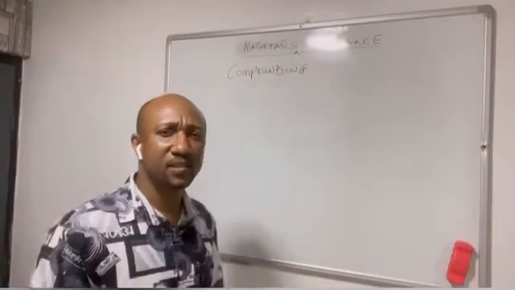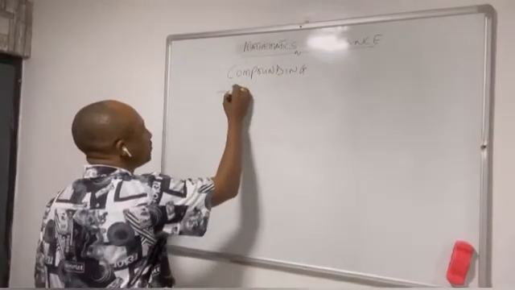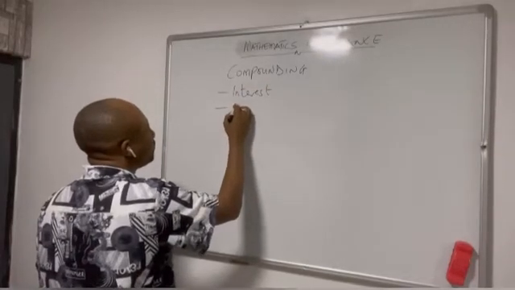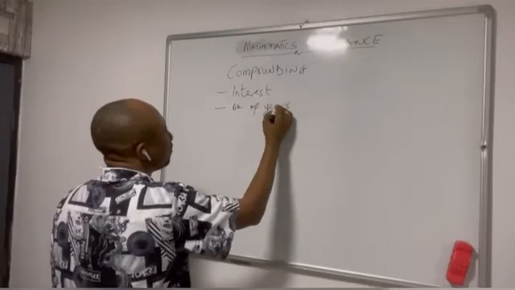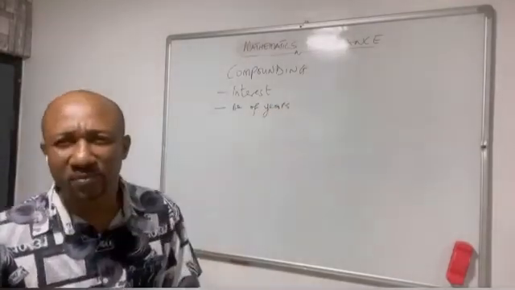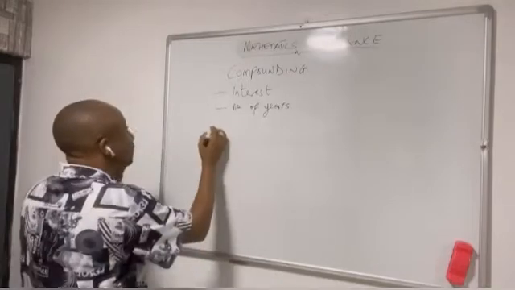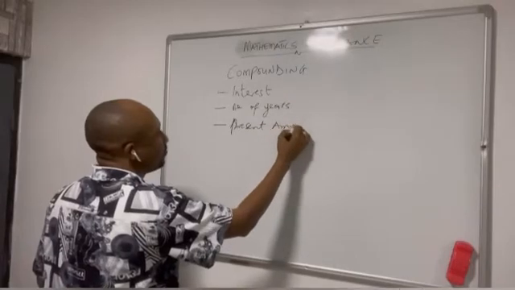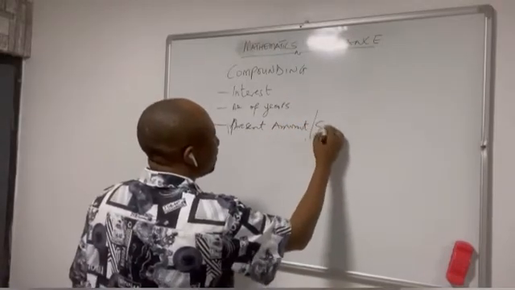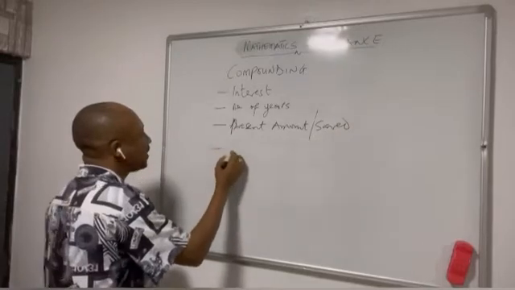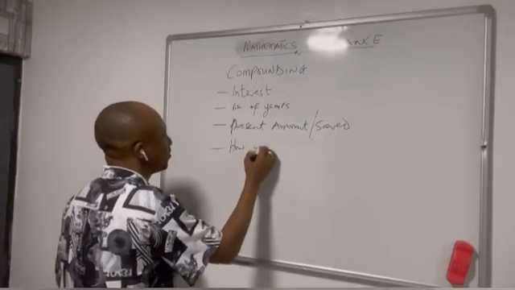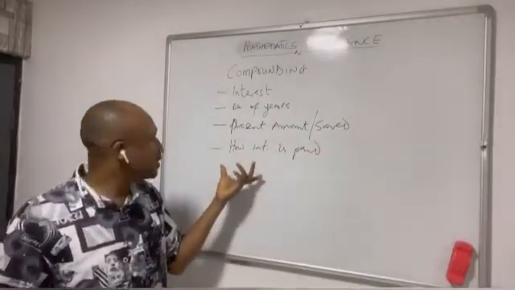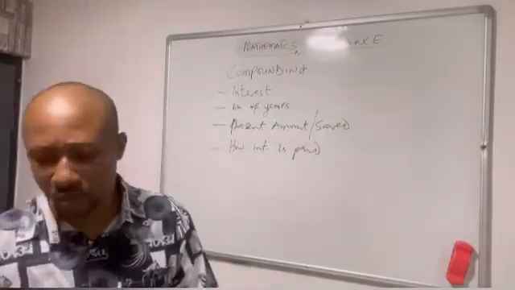The information that is needed for compounding is the interest rate, the number of years for which the investment or the savings will be done, the present amount to be invested or saved, and then how interest is paid. We shall elaborate more on this aspect of how interest is paid as we go on in this topic.